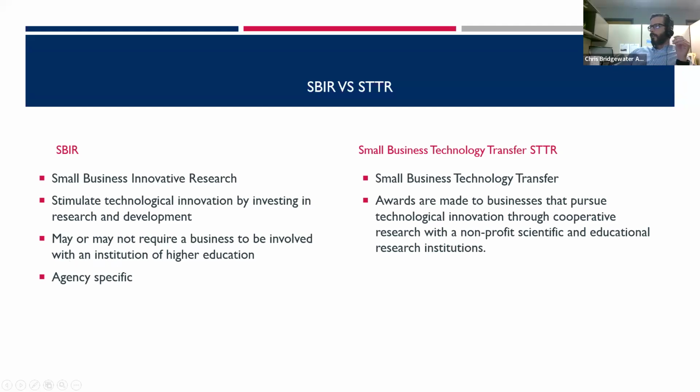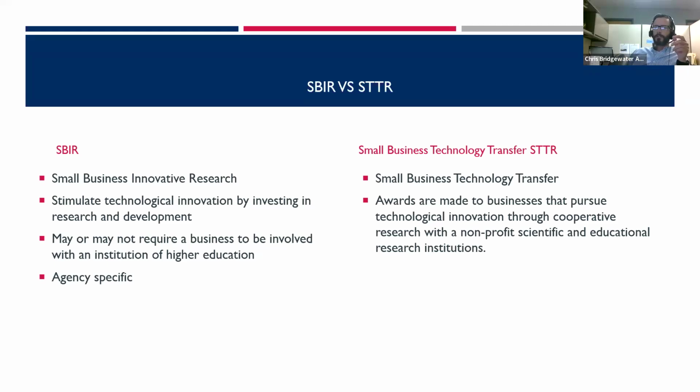So the SBIR could be for applied or basic research, and the phase ones can be anywhere from, I've seen them as low as 30,000, 75,000, 150,000. It can be 3 months, 6 months, up to a year, depending on what agency you're in.